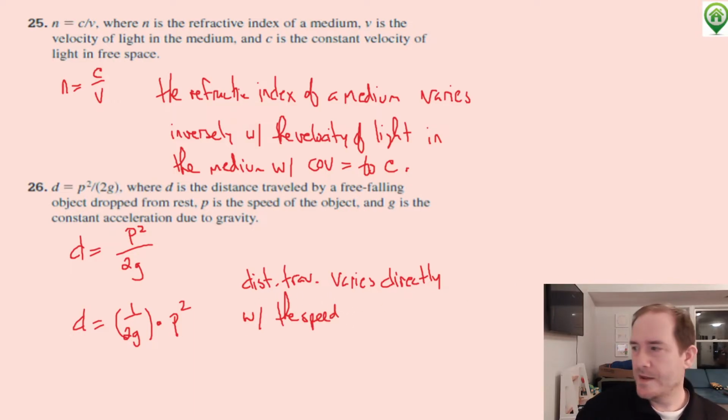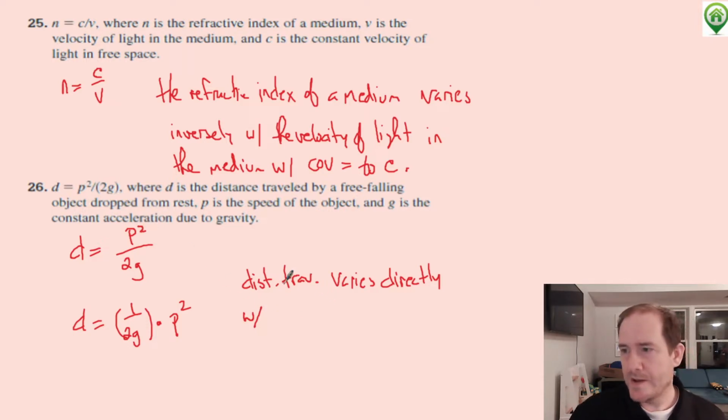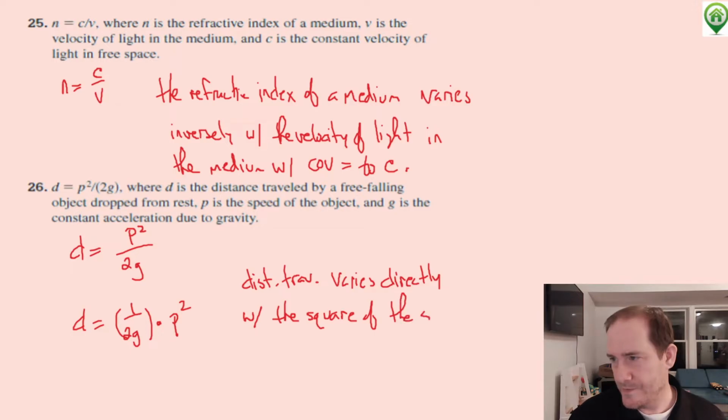Super psych. You can't just say speed of the object because there's an operation involved. It's the square of the speed of the object. So you do have to put in the square part. So distance traveled varies directly with the square of the speed of the object.